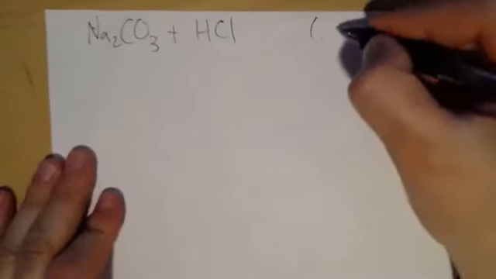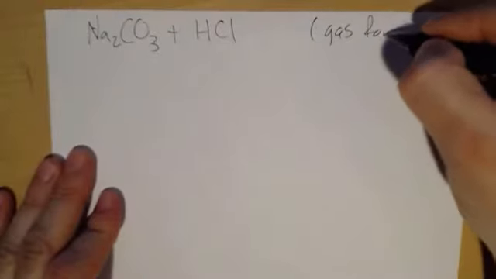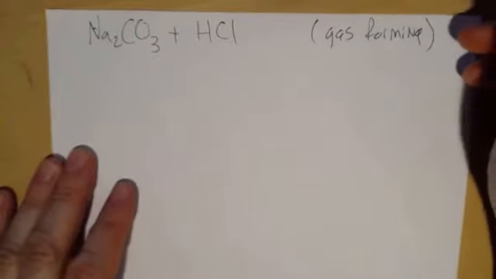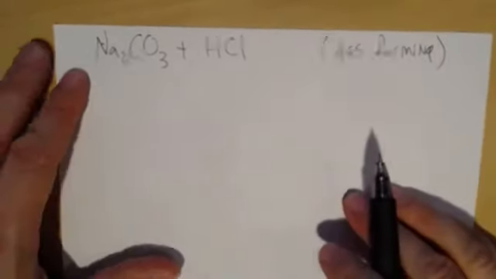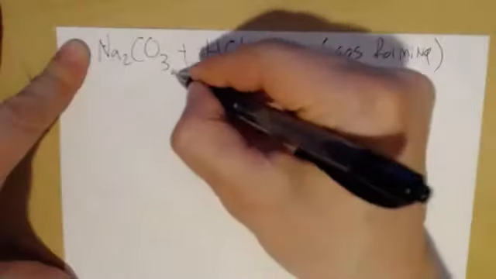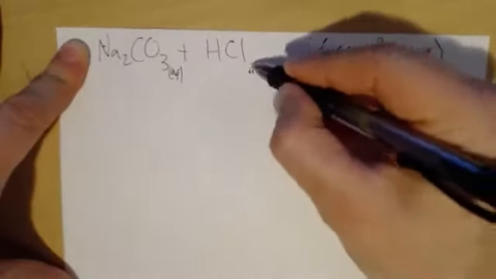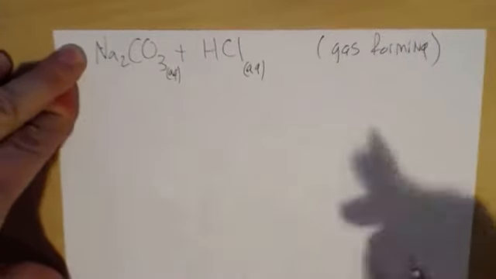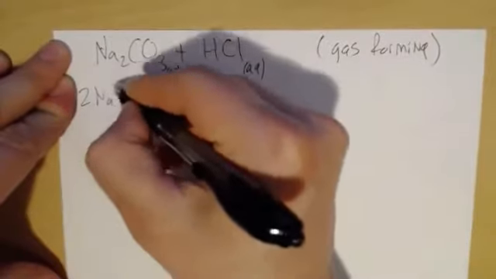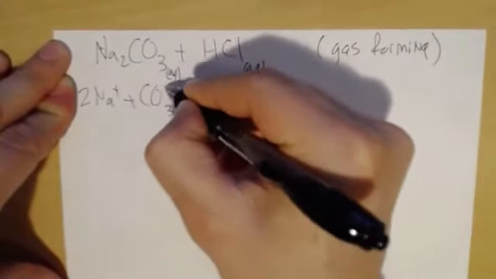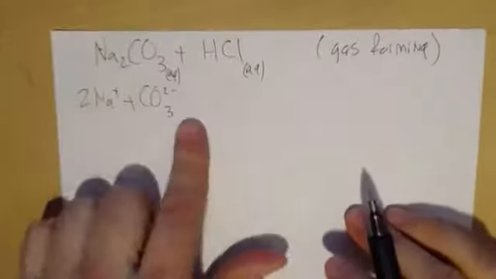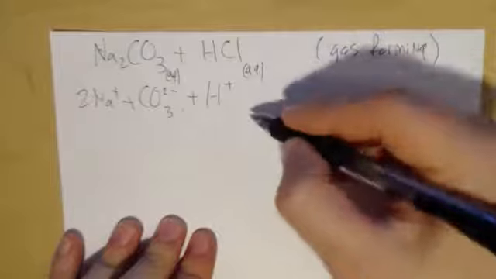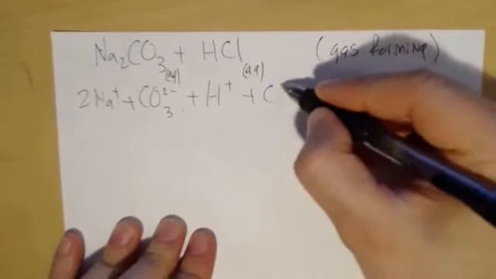So this is my gas forming reaction. And so there's a little sidestep with it. But let's write it as ions. So again, these are aqueous. Sodium's always soluble, acids are always soluble. So I can write this as two sodium pluses and carbonate is two minus. And the HCl will break apart into hydrogen ion and chloride ion.